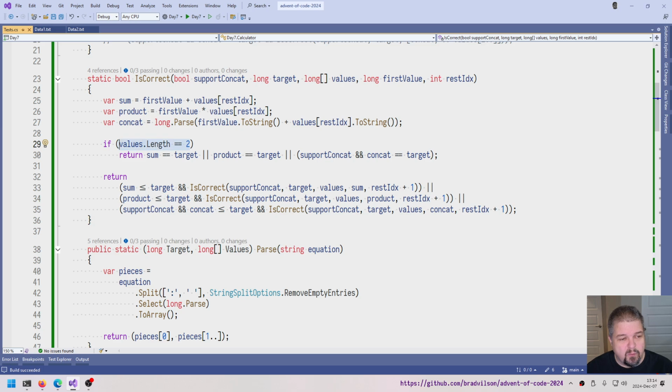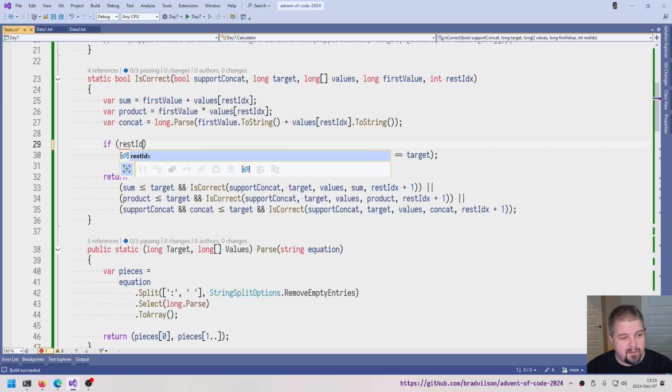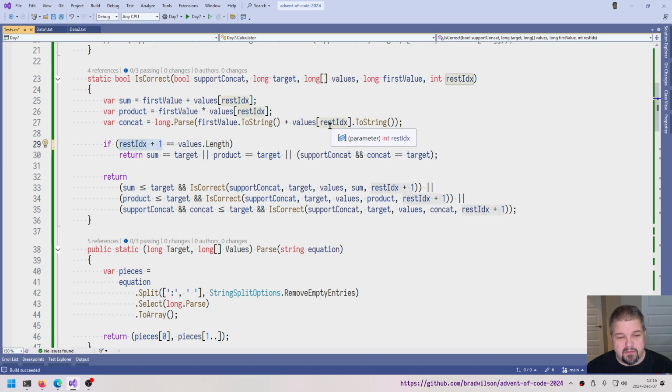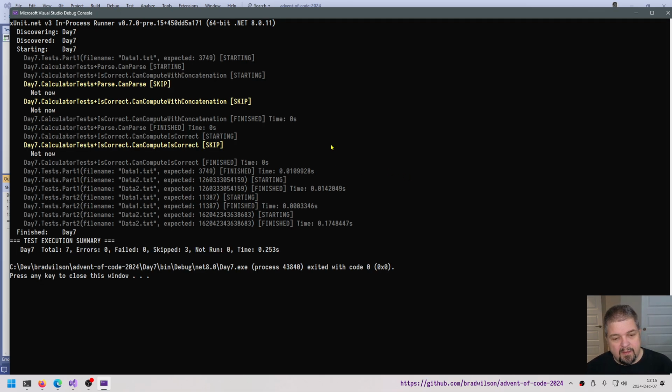So we need to know when to stop. So if the rest index plus 1 is equal to values length, right? So if we have seen all the values just by looking at rest index, then we stop. That should fix that, right? Okay, so now you can see that all of our data is still working.